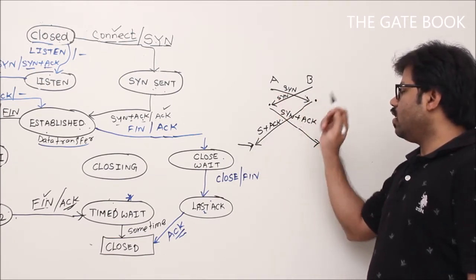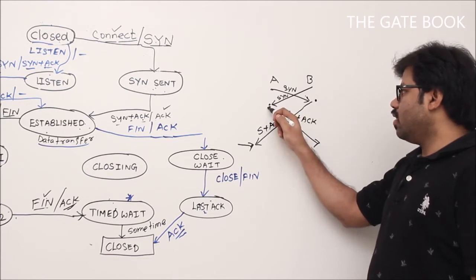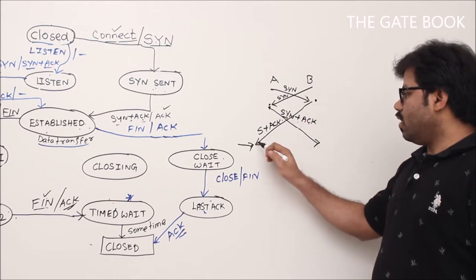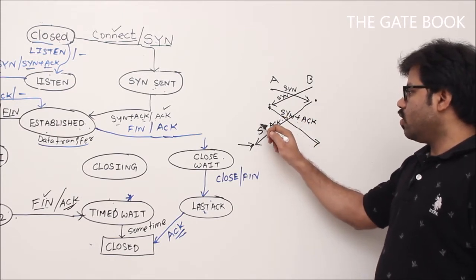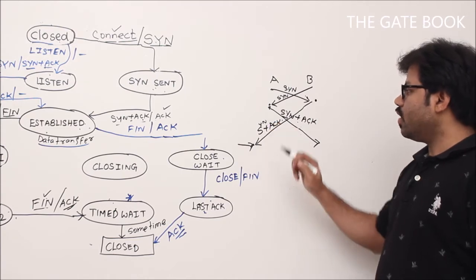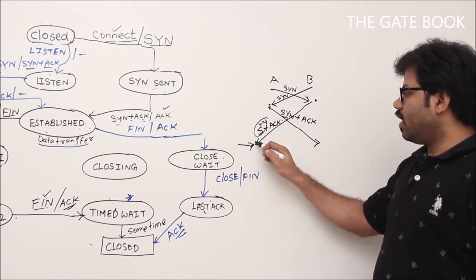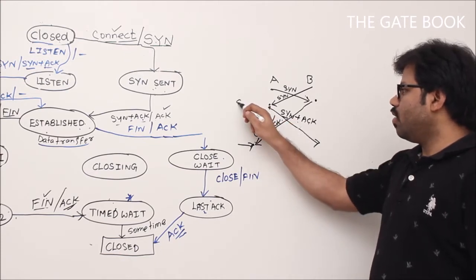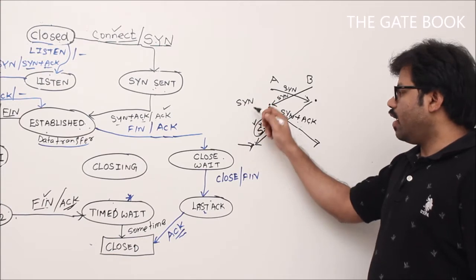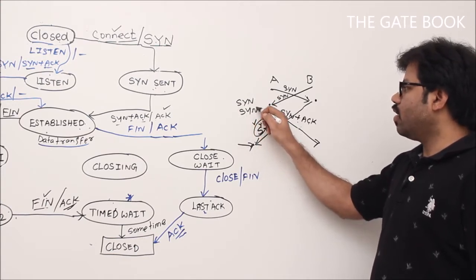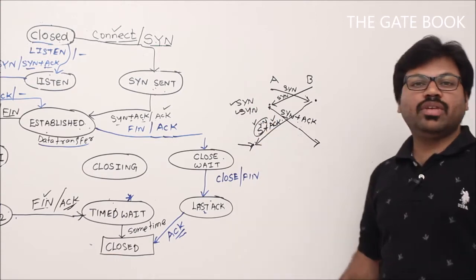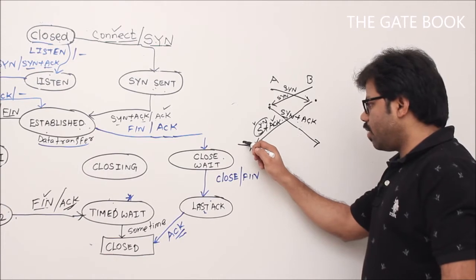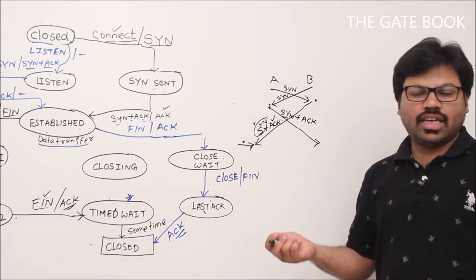A already sent SYN, then B got the SYN and sent SYN plus ACK back. So what does that mean at this point in time? Whenever SYN plus ACK is received, A can think like this: this is B's SYN, but it is also an acknowledgement of my SYN, which means my SYN has already gone through. Now I also got the SYN of B. That means two SYNs, and two SYNs definitely means connection establishment. Now A will realize at this point that there is a connection, that the connection has been established.